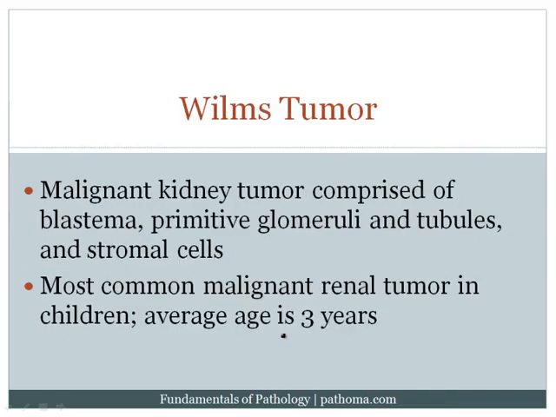Another tumor that can arise in the kidney is called Wilms tumor. For the purposes of examination as well as clinical practice, this is the most common tumor that would arise in children. The average age is 3. So on board exam, if you have a kidney mass in a child, you're really thinking about Wilms tumor. Now this tumor is comprised of blastema. Blastema is the primitive tissue from which the kidney forms, and this blastema can also produce primitive glomeruli, tubules, and some stromal cells. However, the hallmark cell is blastema.